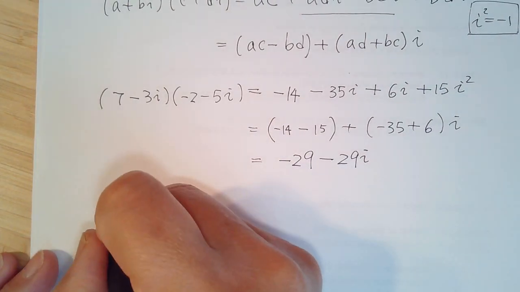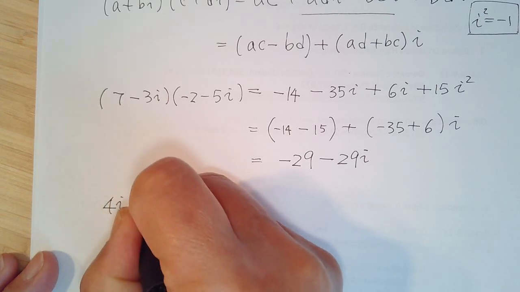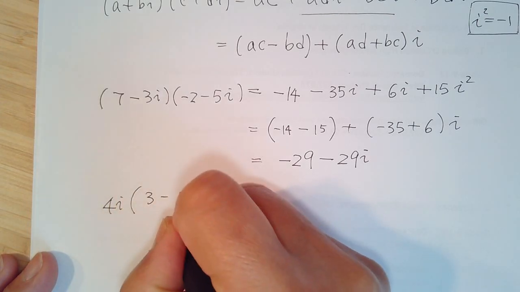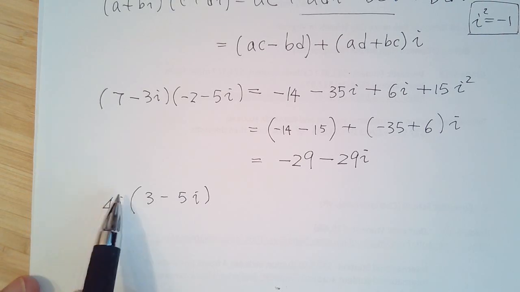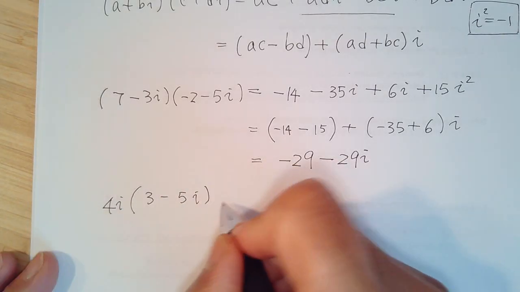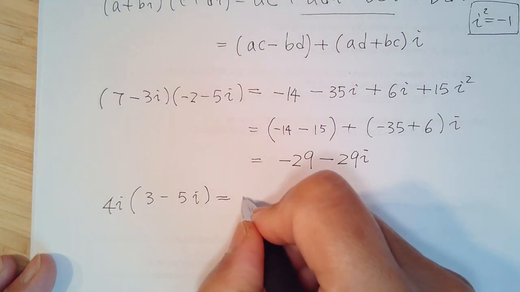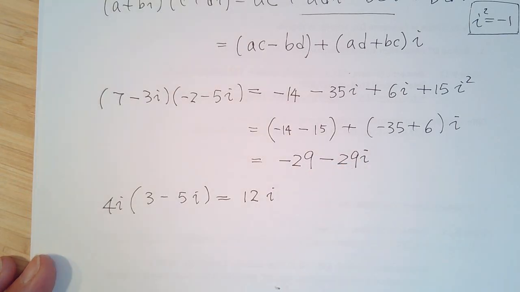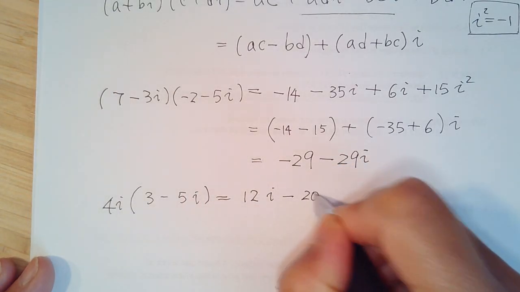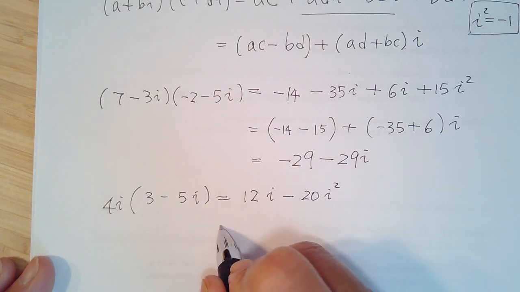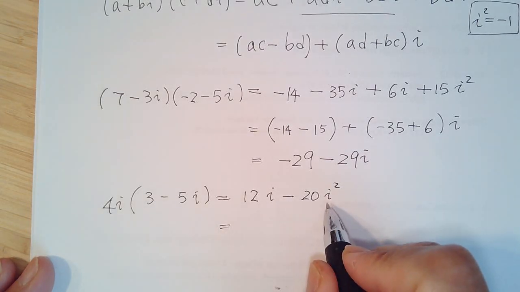All right, now another one. It looks fairly easy. 4i times 3 minus 5i. And this one is actually 0 plus 4i, but we don't have to write a 0. We don't worry about that. We just use the distributive property, distribute this into the parentheses. So 4i times 3, that is 12i. 4i times negative 5i, I got negative 20i squared. Then this i squared is negative 1.